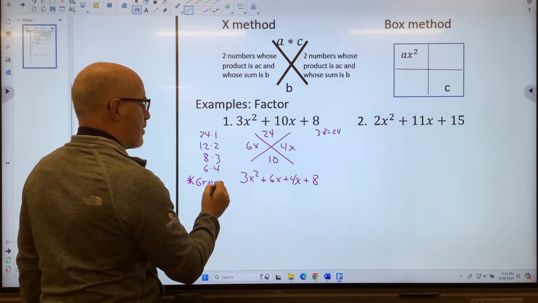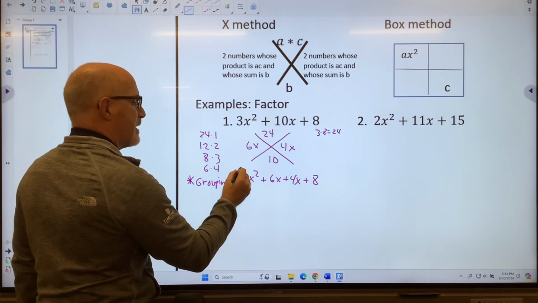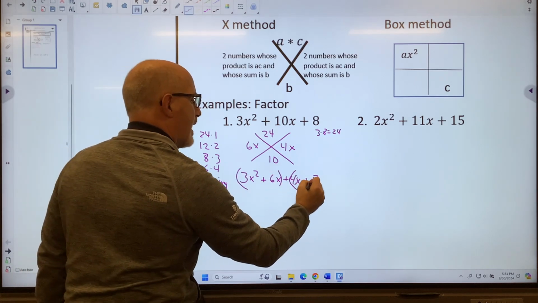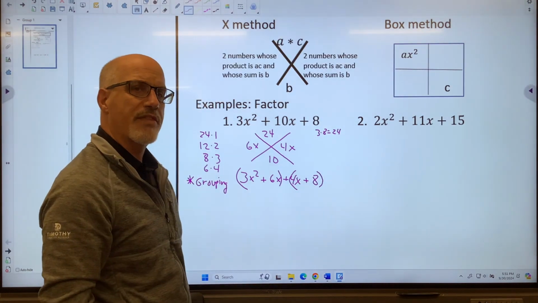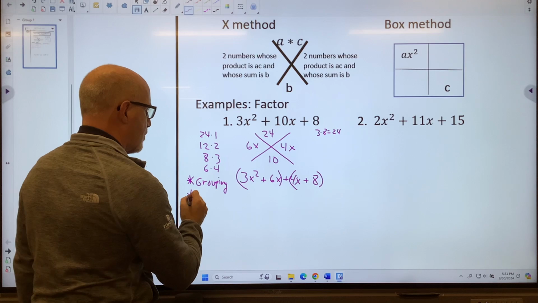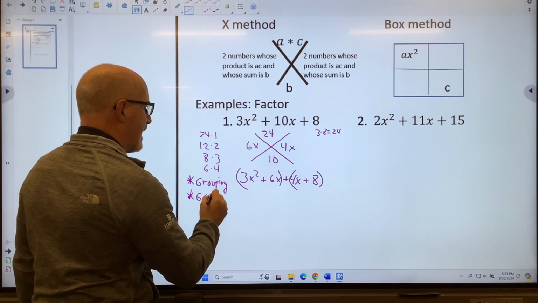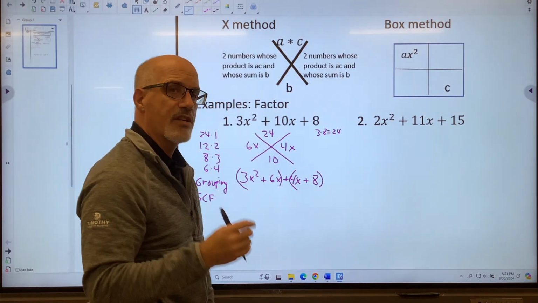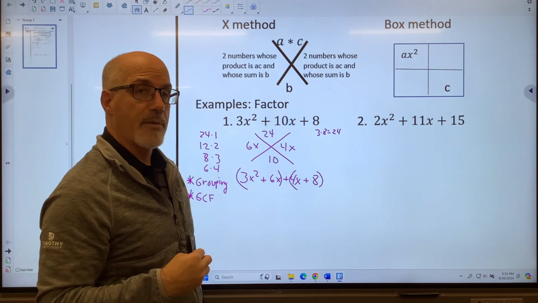Okay, grouping means I'm going to group together these first two and these last two, put them in parentheses in order to group them together. And then you're going to do like we talked about before. In each of these two parentheses, you're going to take out the greatest common factor.